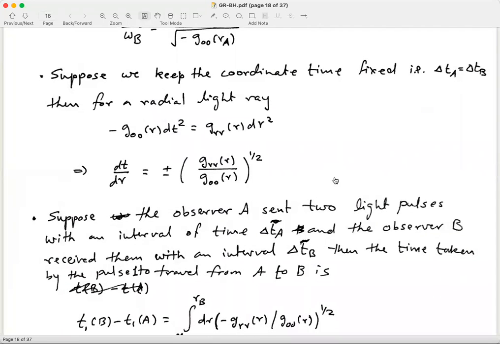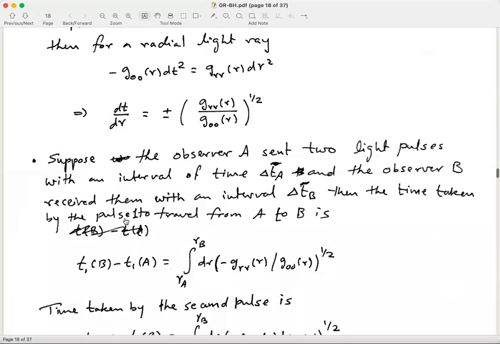So suppose observer A sends two light pulses. The first pulse is sent at time, say, t1, and the second pulse is sent at time t1 plus delta TA. We want to ask a question: what is the duration separation between those two light pulses when observer B measures it? Observer B sees that the interval between those two is delta TB. Then the time taken by pulse 1 to travel from A to B would be T1B minus T1A. This one stands for the first pulse, and that is just integrating this quantity from RA to RB. So I shouldn't have a minus sign here.